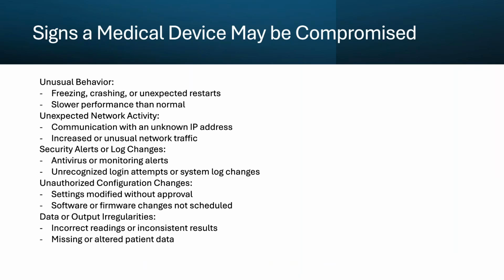Data or output irregularities include incorrect readings, inconsistent results, or any missing or altered patient data. If clinicians report that a device is giving unexpected results, don't assume it's just a calibration issue. Consider the possibility of a compromise. And most importantly, if you notice any of these signs, report them immediately through proper channels. Don't wait to be certain. Early detection is critical for patient safety and data security.